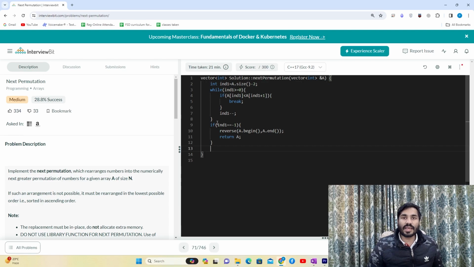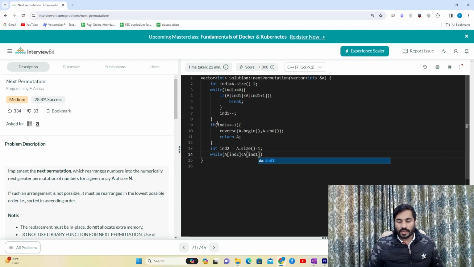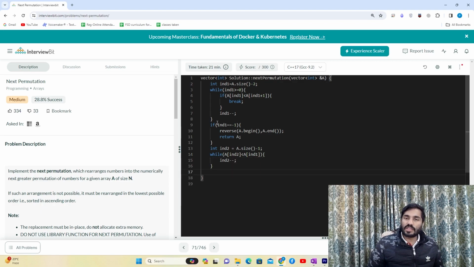But if it is not the case, what do we do? We start from the right. So let me take an index 2 over here. So we are starting from the rightmost index. We'll move towards left until we find a number that is greater than the number on index 1. Now while a of index 2 is less than a of index 1, while this is the case, index 2 minus minus, we go towards left until we find a number where a of index 2 is greater than a of index 1.